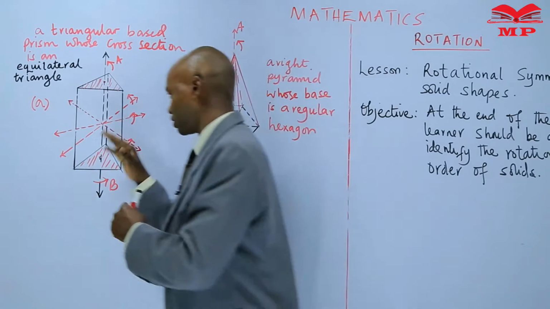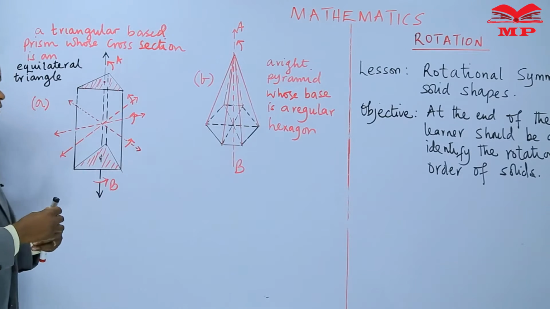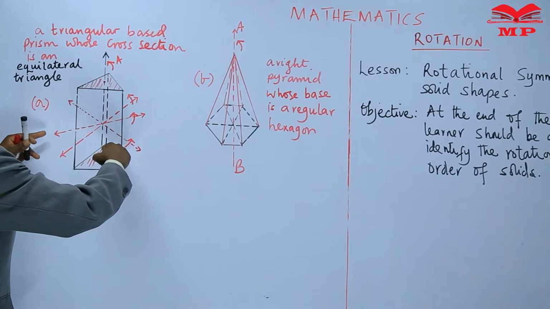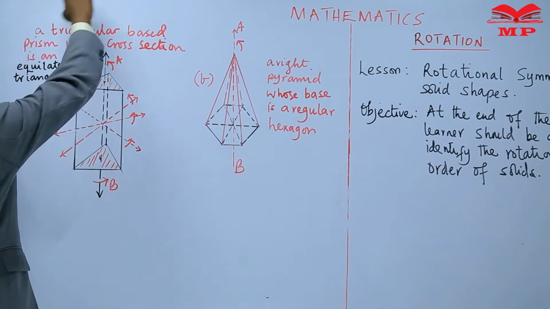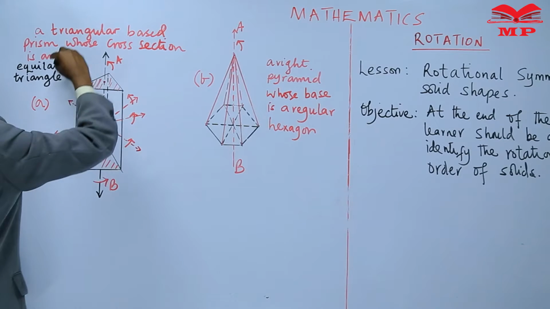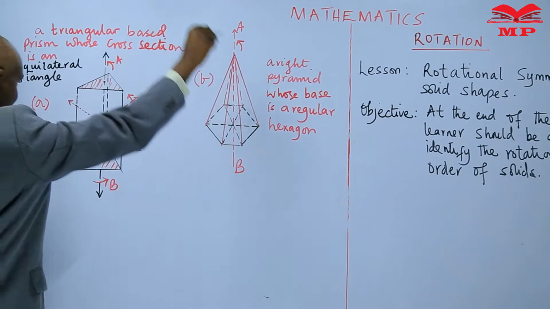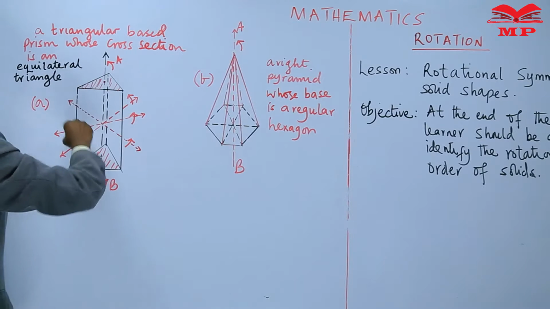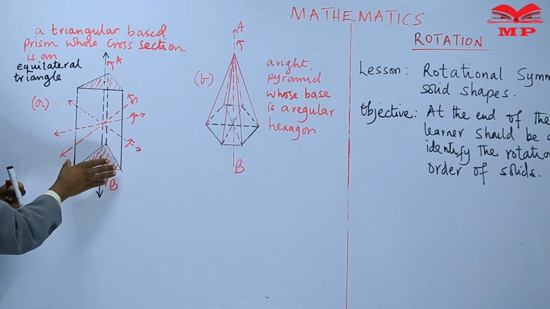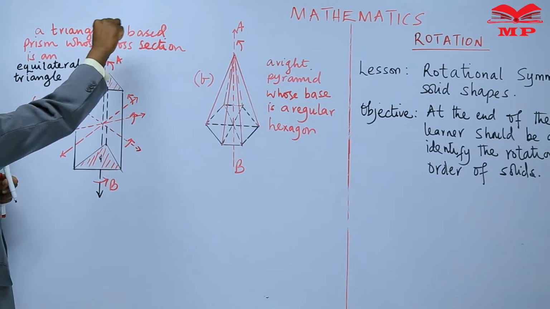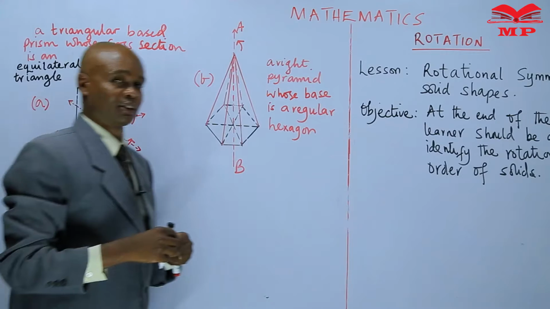If I have a horizontal axis, what happens? It means if I turn these clockwise and anti-clockwise, a half turn, it will map onto itself. 360 degrees, it will map onto itself twice.